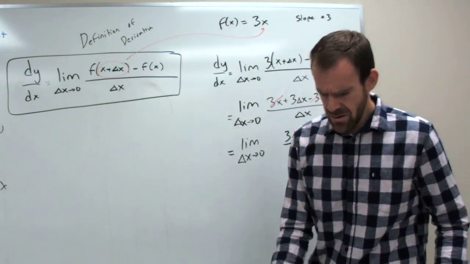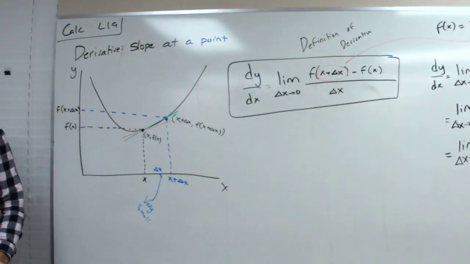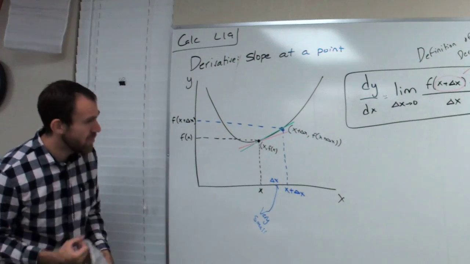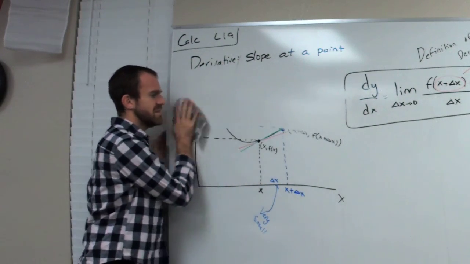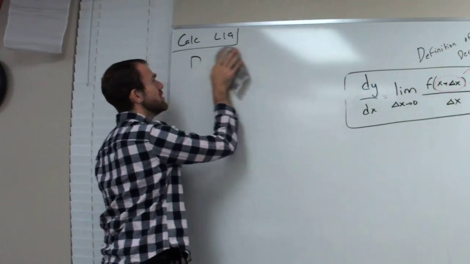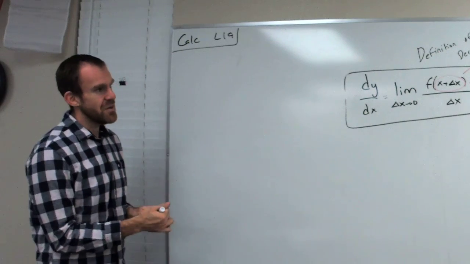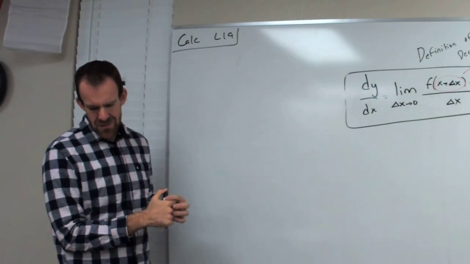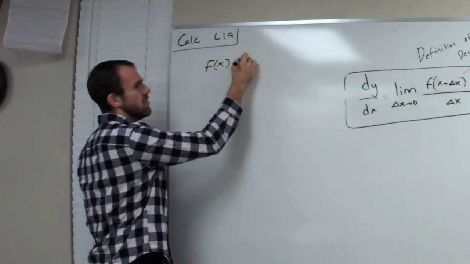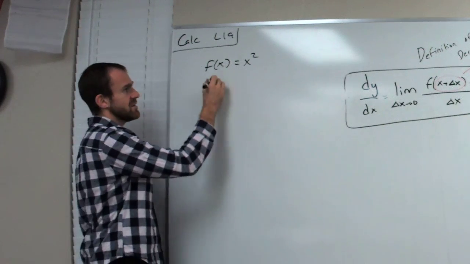Let's try a harder one. Yes, it does get more challenging as you go. And eventually, there are derivatives that you can only find using a calculator. I'll show you how to do that at the end of our lesson. Although, for everything that you're given now in your book, you should be able to compute. So let's let f of x equal x squared, and we want to find dy by dx.